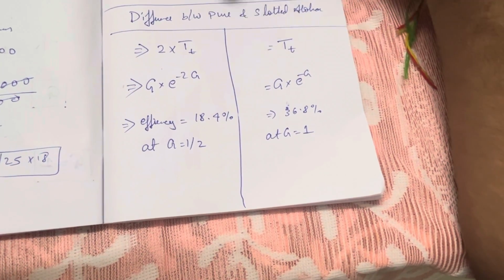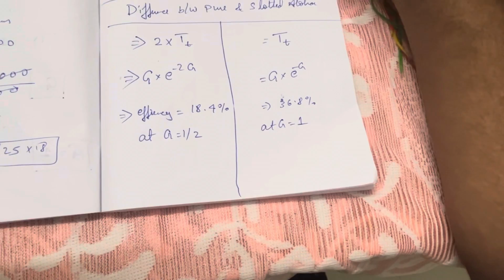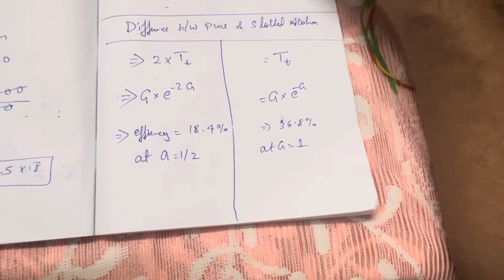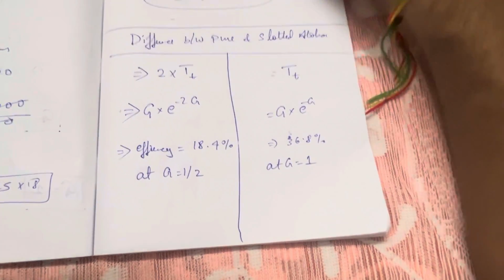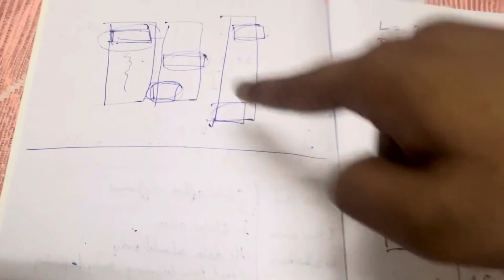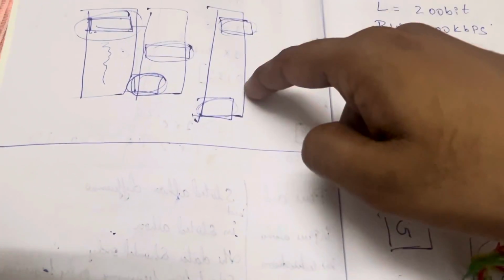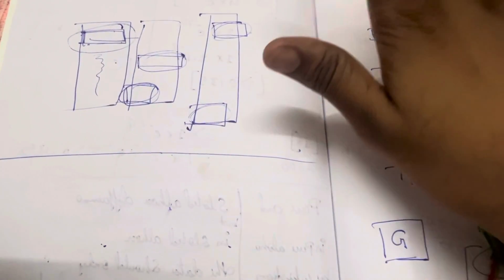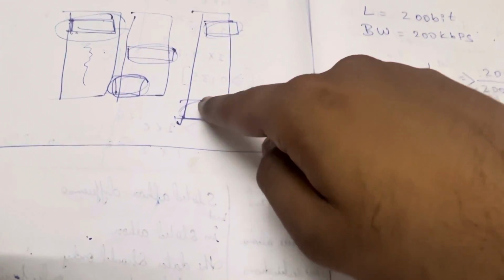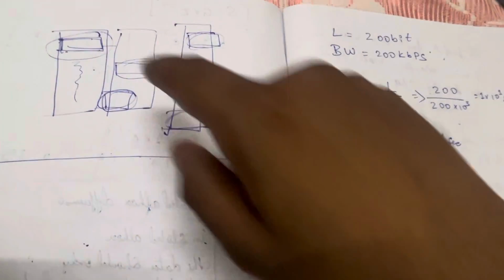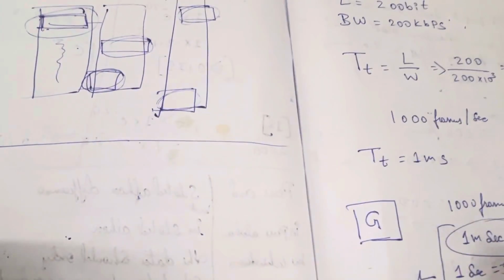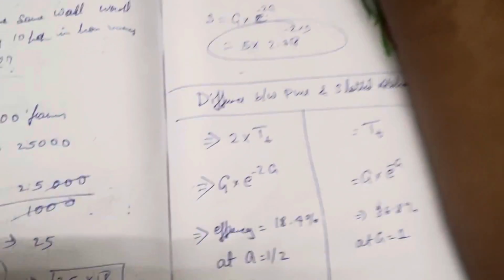Whereas in slotted Aloha, any station can transfer the data only at the beginning of a time slot. For pure Aloha, it can transfer data anywhere: in the starting, the ending, or the middle. But in slotted Aloha, it can send its data only at the start or end of the slot. If it wants to start new data, it has to start from the beginning or ending. In the middle, it can't. So that is the simple difference between slotted and pure Aloha.